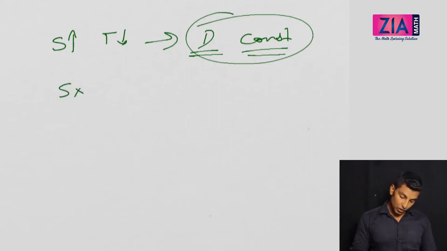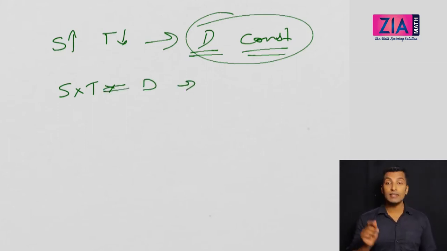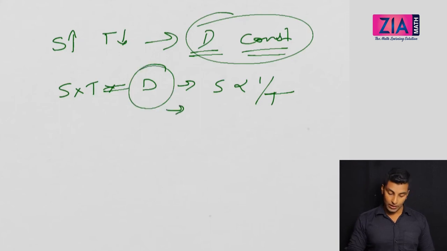So let me start off with this. Speed into time is equal to distance. From this, what you can understand is speed and time are inversely proportional, in which situation? When distance is constant. Now, from this itself, you can understand the formula of time. Time is equal to D by S.